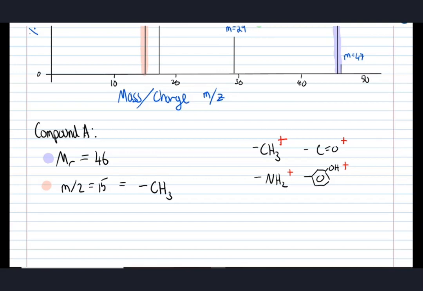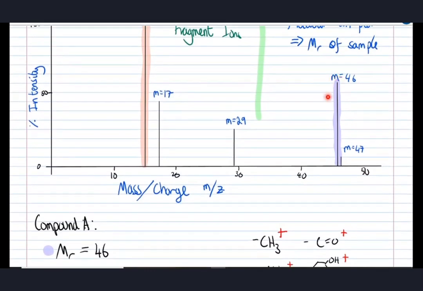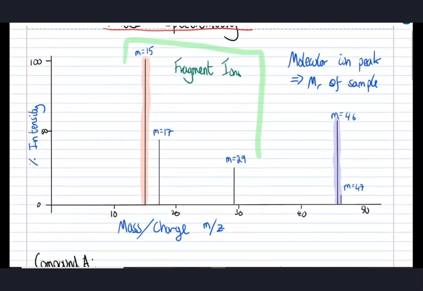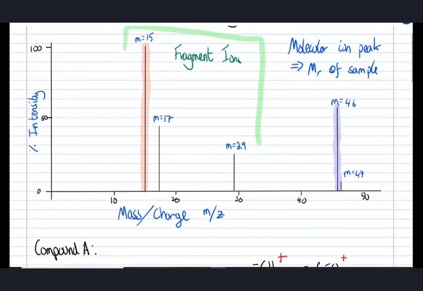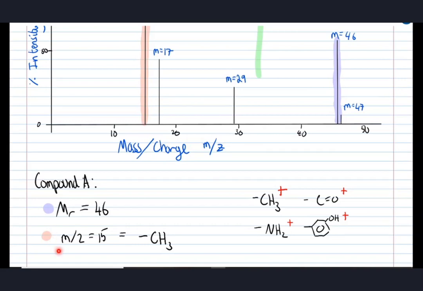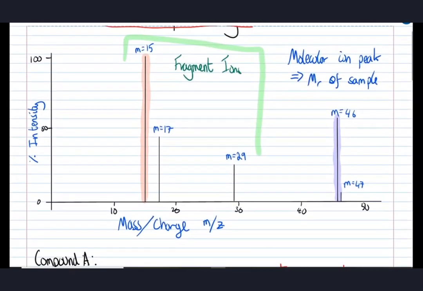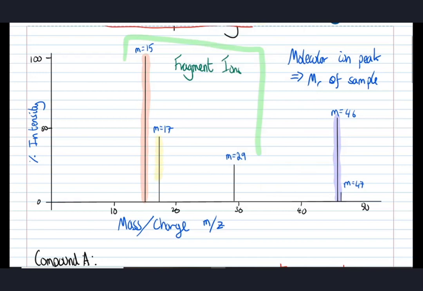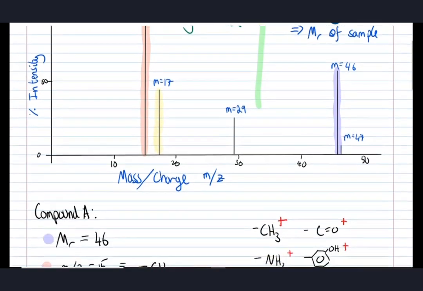So to recap, from our purple peak, we got that the compound must have an MR of 46, that's the molecular ion peak. From our peachy pink peak, try saying that fast, we have that a fragment ion within compound A must be a methyl group. And now we're going to have a look at the next peak, which I'm going to highlight in yellow. Here we are. There's one with 17.